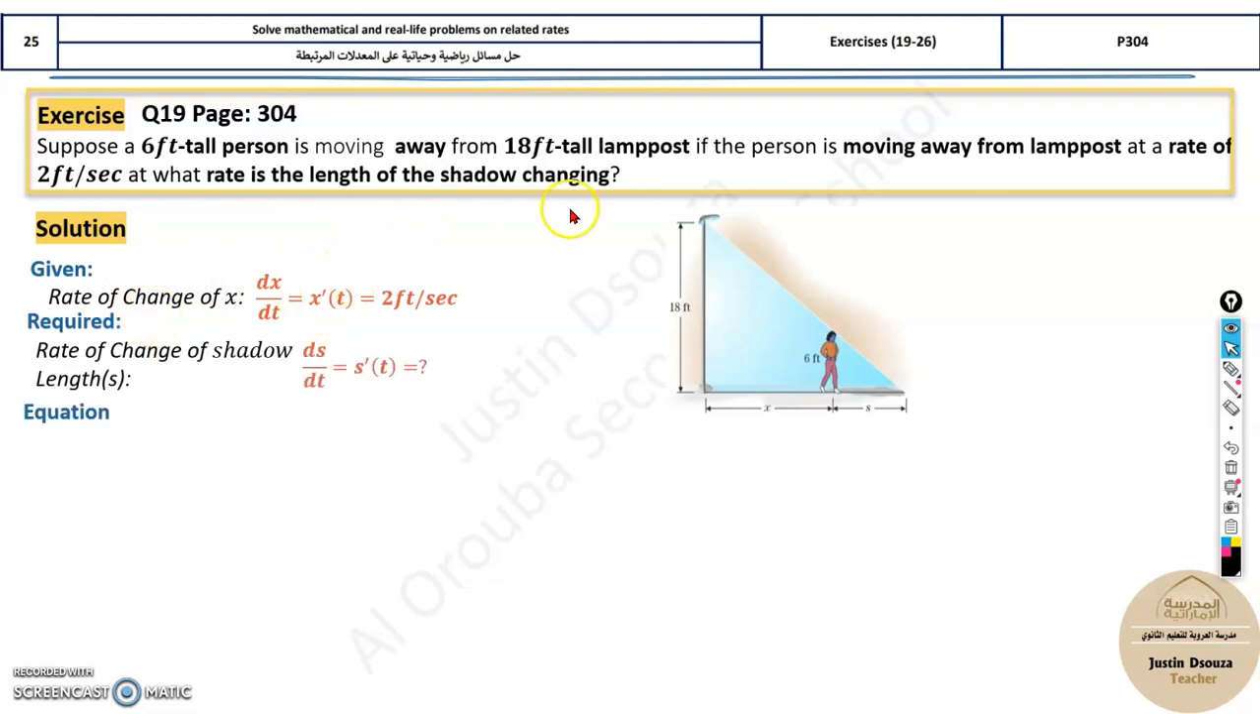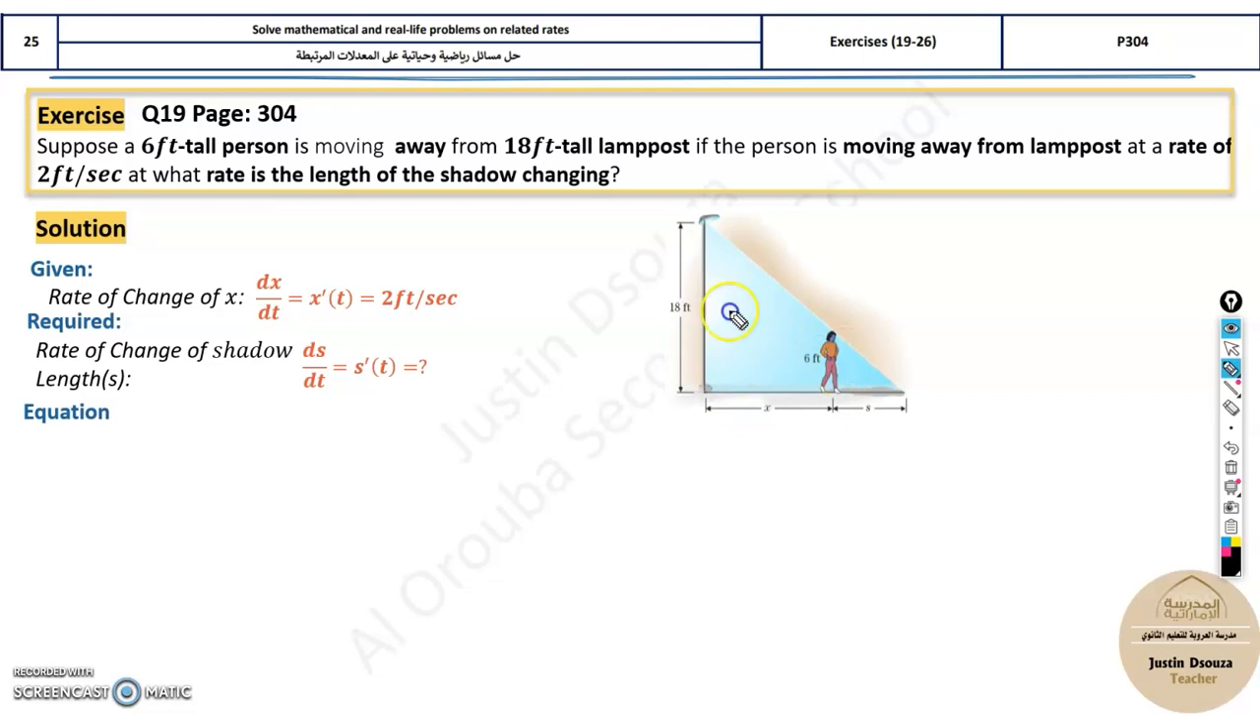Now, dx by dt or x dash value is given to be 2 feet per second. Now, what do we need to find? The rate of change of the shadow. So now this figure helps us to find it out. There are many ways to solve it, but the easiest way is to compare the related parts of the triangle. Now, over here, these would be similar triangles, isn't it? Over here and over here. Since they are sharing sides, it'll be a similar triangle.